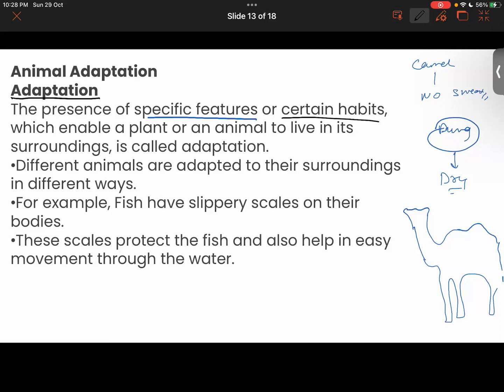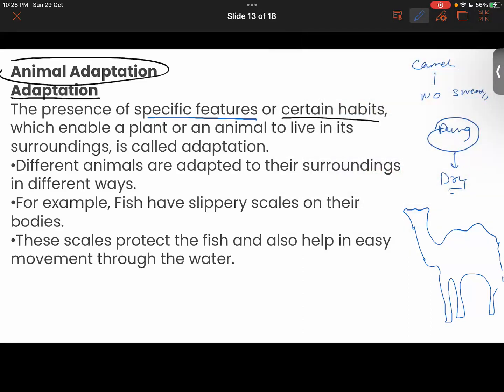So first we'll be talking about adaptations in animals, and later on we will be talking about adaptations in plants also. In plants, if you look at the cactus, the leaves are modified into thorns, so that water does not evaporate.